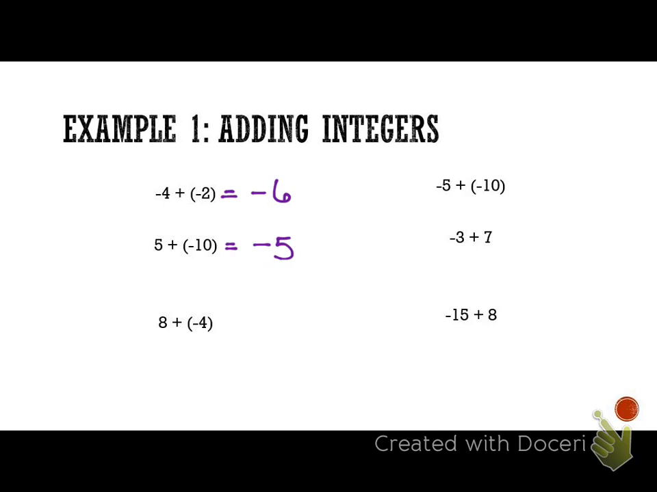I want you to go ahead and finish the rest of them, just trying to warm up to adding integers. Okay, what's 8 plus -4? 4. It's positive because 8 is bigger. All right, what about -5 plus -10? -15, good. Same sign, add and keep. -3 plus 7? 4. And -15 plus 8? -7. Awesome, guys. All right, questions on integers.